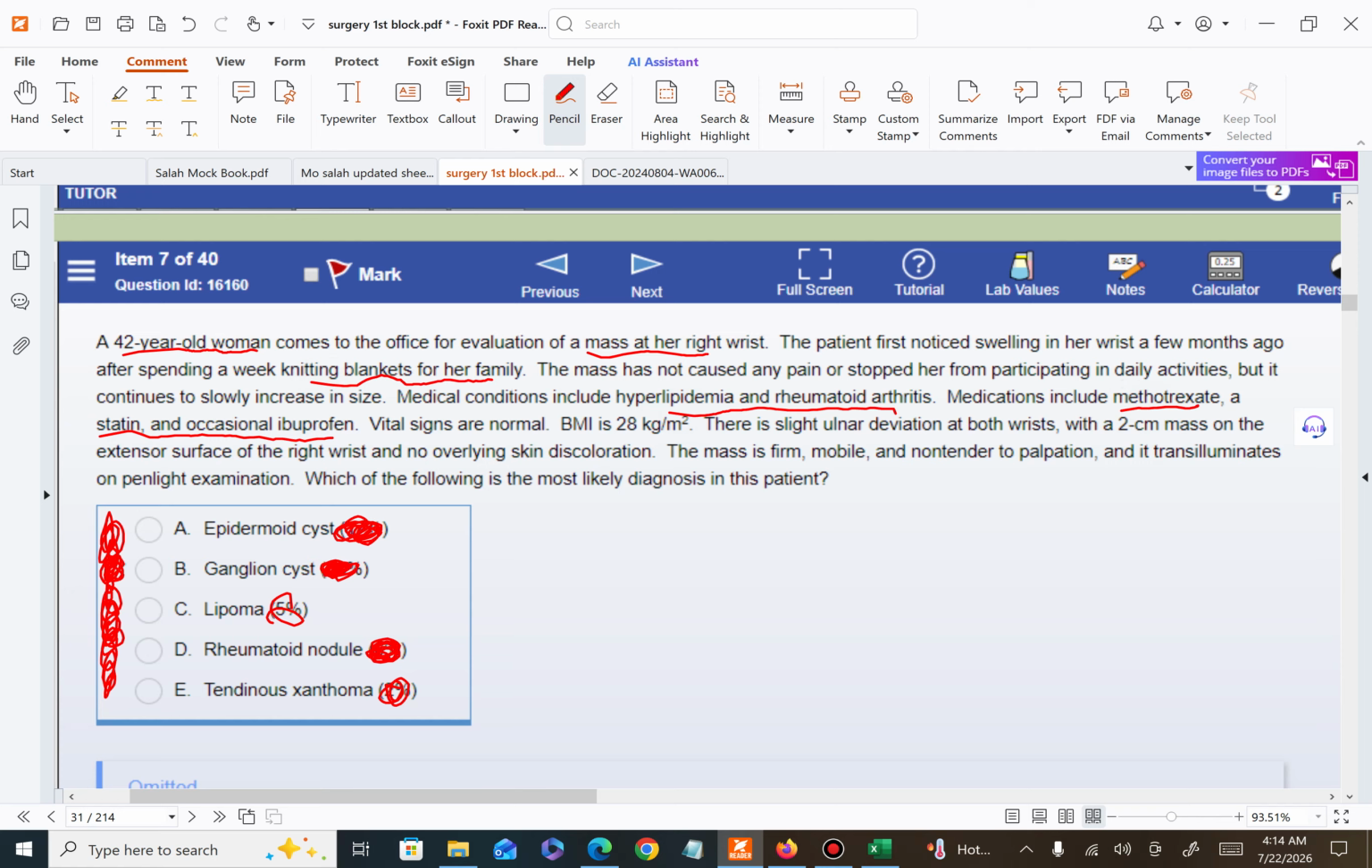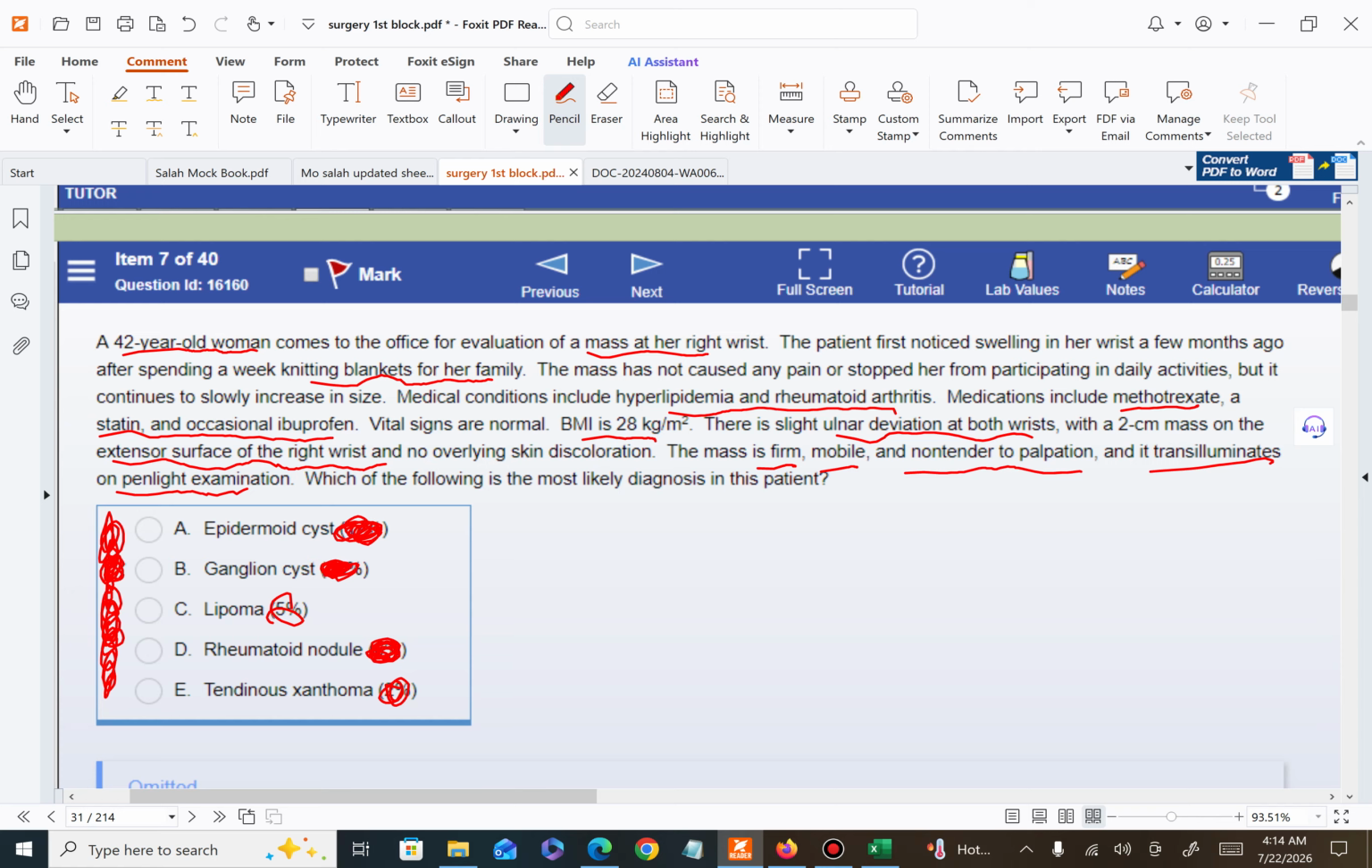Vital signs are normal. BMI is 28 kg per meter square. There is slight ulnar deviation at both wrists with a 2 centimeter mass on the extensor surface of the right wrist and no overlying skin discoloration. The mass is firm, mobile, and non-tender to palpation, and it transilluminates on pen light examination. Which of the four is the most likely diagnosis in this patient?